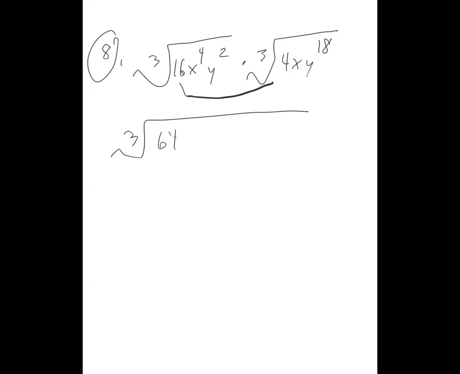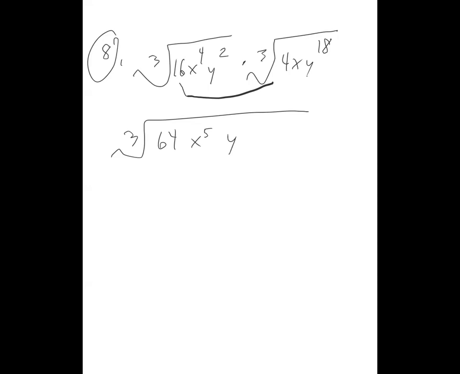Oh, it makes it easier because the cube root of 64 is what? 8. No, I'm sorry, 4. Wait, 4. Yeah, the cube root of 64 is 4. Okay, so then x to the 4th times x is x to the 5th. Now you can't do the cube root of that one, so we'll have to break that one down again. But y squared times y to the 18th is y to the 20th, right?